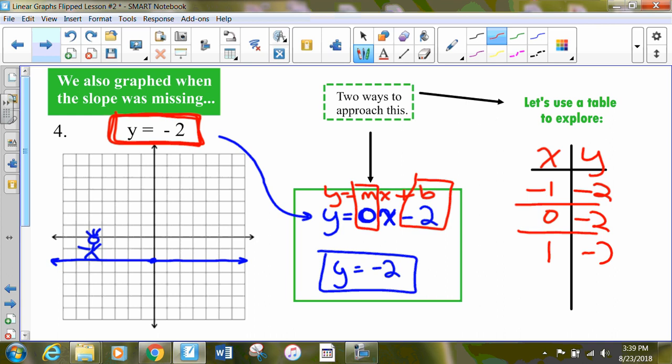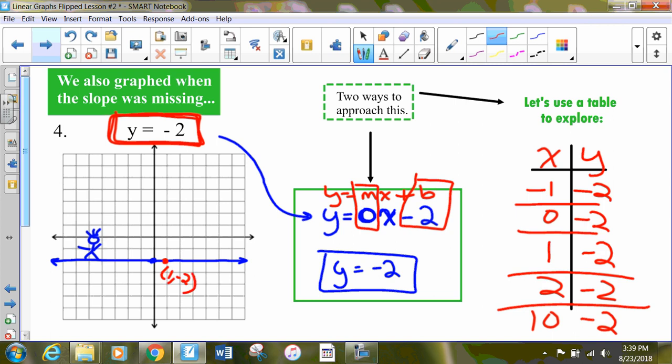No matter what the x is, I could keep going. I could keep going to 1,000,000, right? Y is always going to equal -2. So think about the line that we just drew. Every single point on this line, like this point is 1, -2. This point is 1, 2, 3, 4, -2. Whoops, -2. This point is -2, -2.